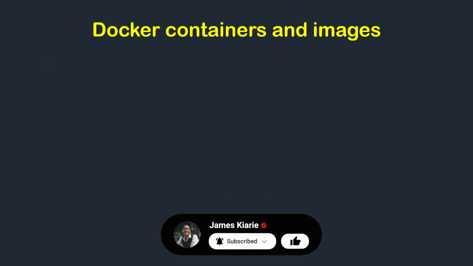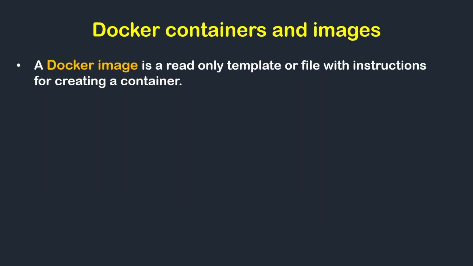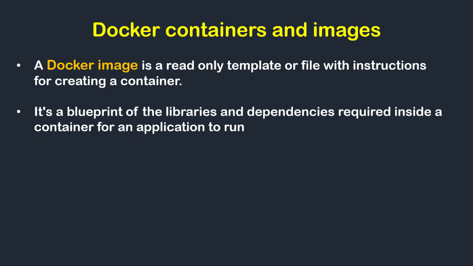Okay, let's check Docker images. A Docker image is a read-only template or file with instructions for creating a container. Basically, it's a blueprint of the libraries and dependencies required inside a container for an application to run. Now with that brief introduction of Docker containers and images, let's switch over to our terminal and see how to work with and manage Docker containers and images.